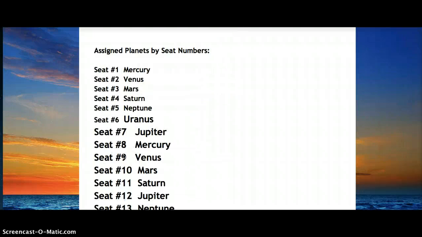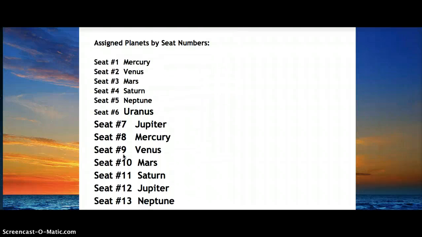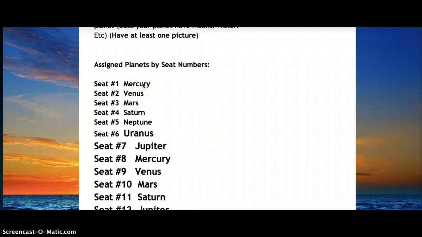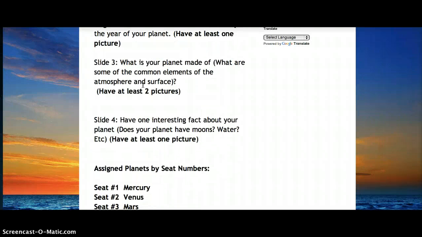But the first thing you should do is find out what planet you're assigned to. So let's say you're sitting in seat 3. If you're sitting in C3, it has a blue number 3. Your planet would be Mars. If you're in 5, that'd be Neptune, and so on. So look for the planet that you're assigned. Once you find what planet you're assigned, maybe you should write it down, or if you got it, that's fine.